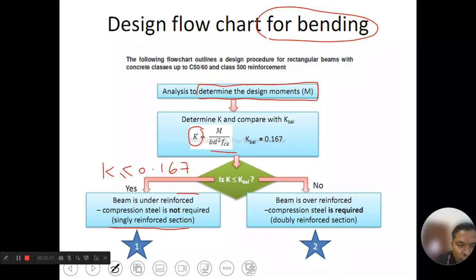And in order to ensure that the section is under reinforced, you must make sure your X cannot be more than or equal to 0.45D.